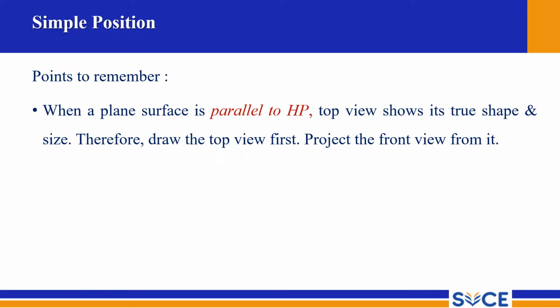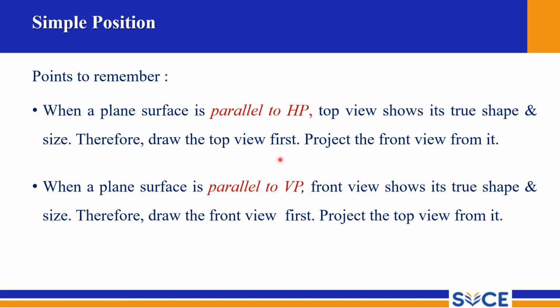When the plane surface is parallel to HP, in that case, top view shows its true shape. So we can see the true shape of the plane only in top view, and size. Therefore we have to draw the top view first, and then from there we have to go to next step. And when plane surface is parallel to VP, only in front view we can observe its true shape as well as its size. So we have to start from its front view. So these are the two very important points you have to remember.